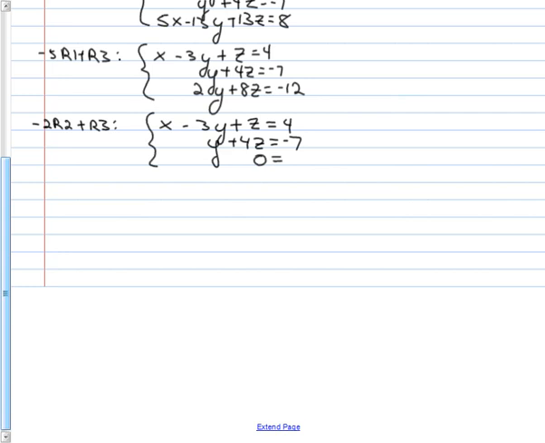Negative 2 times negative 7, that would be 14 minus 12, 2. Does 0 equal 2? No. False statement, no solution. You may remember from previous classes where we had that situation before. When I get that false statement, 0 equals 2, something like that, there's no solution to this one.